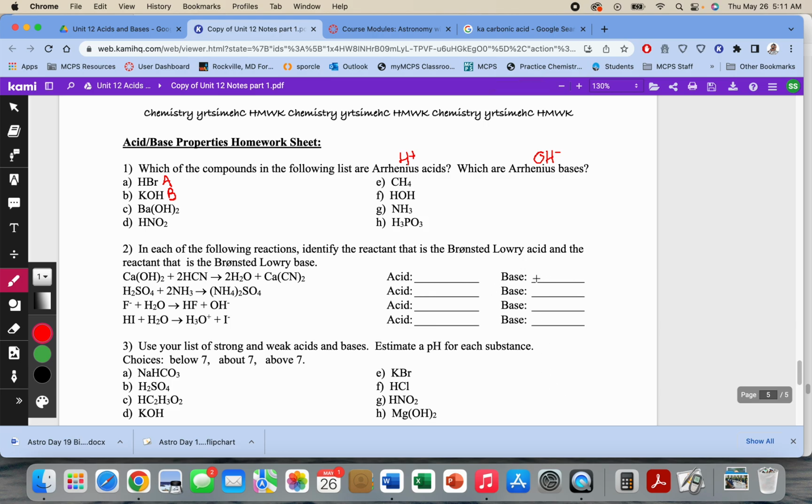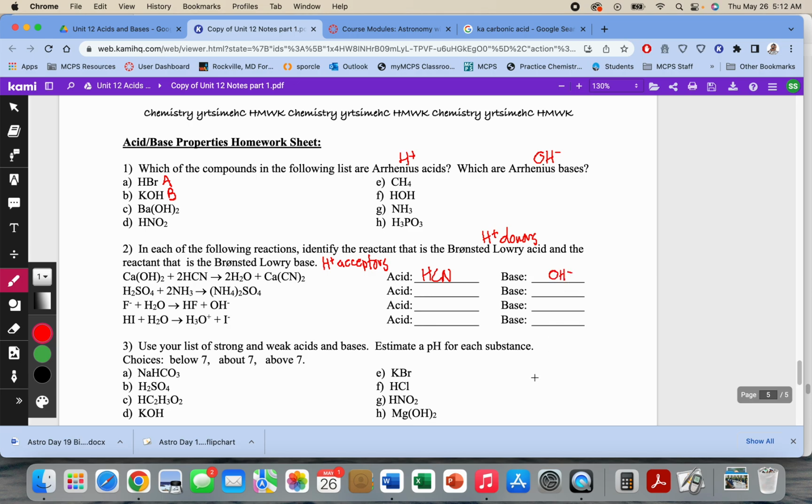Over here, we're looking for Bronsted-Lowry acids, and Bronsted-Lowry acids are H+ donors, right? And Bronsted-Lowry bases are H+ receivers, or acceptors, right? So if we look over here, the H starts with HCN, and so here it is, HCN. Our base, the thing that accepts it, is the OH part of calcium hydroxide, right? It starts out as OH and ends up as H2O. So our base is OH-.